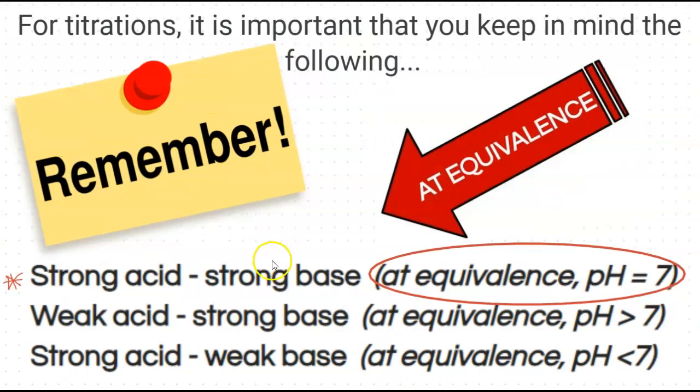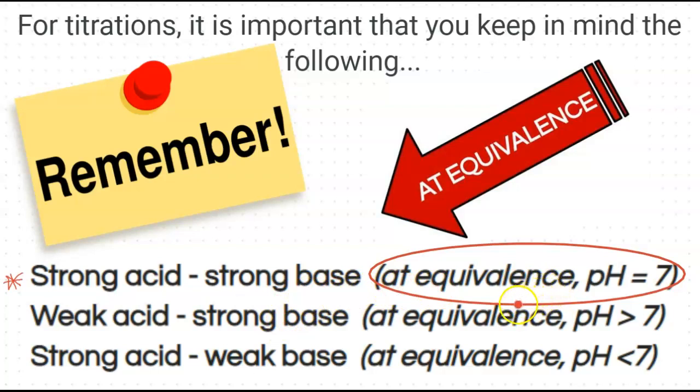A couple of things that I need you to keep in mind, and this is particularly important today, is that when we hit the equivalence point of a titration, the equivalence point simply means that the moles of acid and the moles of base are equal. It doesn't necessarily mean that the pH is equal to 7. For today's video, we will be looking at strong acid, strong base titrations, and for these reactions at the equivalence point, the pH will be 7.